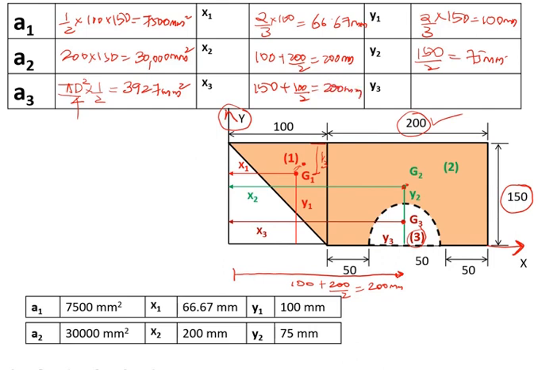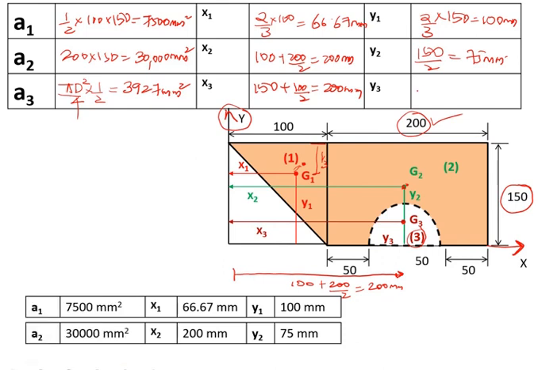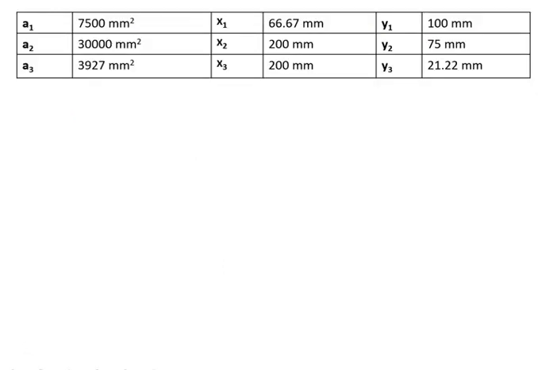And y3 I can mark as this much distance, that is 4r by 3 pi. I can write it as 4r by 3 pi, and you will get this value as 21.22 mm, which means I got the value for a1, a2, a3 and x1, x2, x3, y1, y2 and y3. So moving on to this, I'll consolidate this.